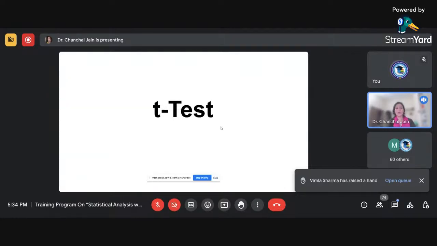Also, when we have categorical data, in that case we can apply the chi-square test or a non-parametric test. Other than that, I have told you also that when the assumptions of parametric tests are not met, in that case also we can go for a non-parametric test. So today, as I said, I'm going to talk about the first parametric test, that is the t-test.